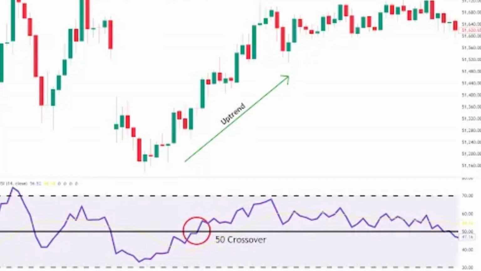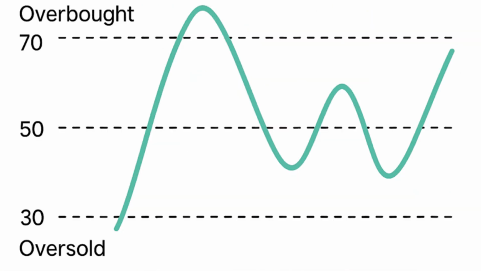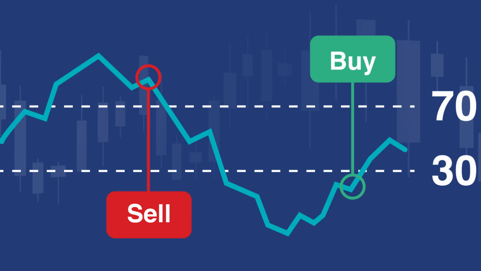In an uptrend, RSI stays mostly above 50. Buy when RSI pulls back near 40 to 50. Avoid selling at 70 in strong trends.